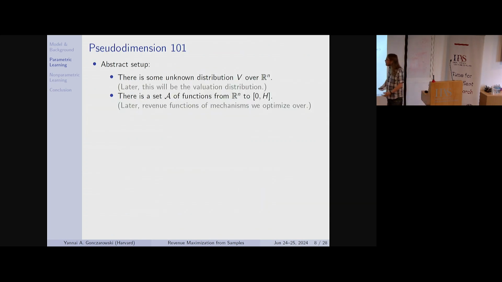So the abstract setup is as follows. There is some unknown distribution V over R^n. I'm now in the business of defining to you the pseudo dimension, what it's good for. You can think about these as evaluation distributions, that's fine, but this is actually more general than that. It's applicable to many other settings. There is a set A of functions from R^n to [0,h]. And the thing I'm going to ask you to think about here is the revenue functions of the mechanisms we optimize over. What do I mean by that?